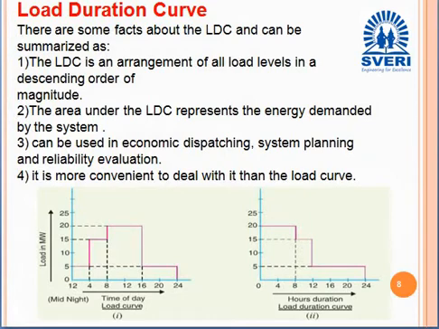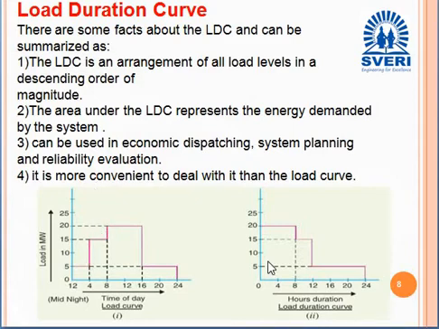Now, after studying the load curve, we can concentrate on the next concept, that is the load duration curve. There are some facts about the load duration curve, and they can be summarized as follows. The load duration curve is arranged with all load levels in descending order of magnitude. The area under the load duration curve represents the energy demanded by the system. It can be used in economic dispatching, system planning, and reliability evaluation. The load duration curve is more convenient to deal with than the load curve.